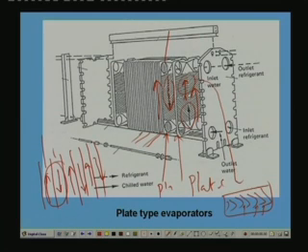If you look at each plate, you will have this kind of stampings, and you can see that the refrigerant enters, for example, in this figure through the end plate. It enters like this, so flows through alternate passages, and it comes out like this.